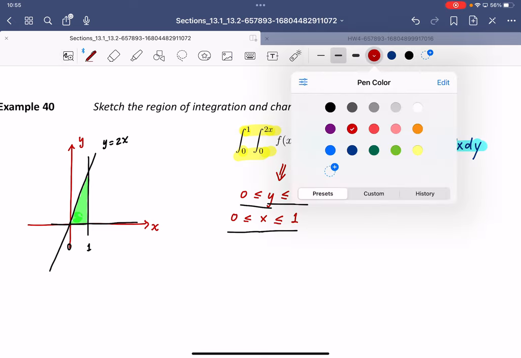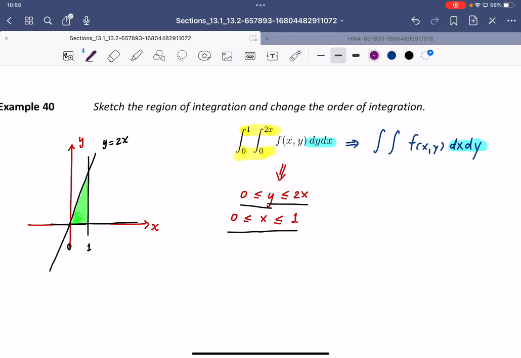Okay. Should I randomly pick a name or just do it? dx dy. So x starts from where to where? No, dx dy, you can do it, right? For this one, it's an easy one. dx dy, x starts from where to where?